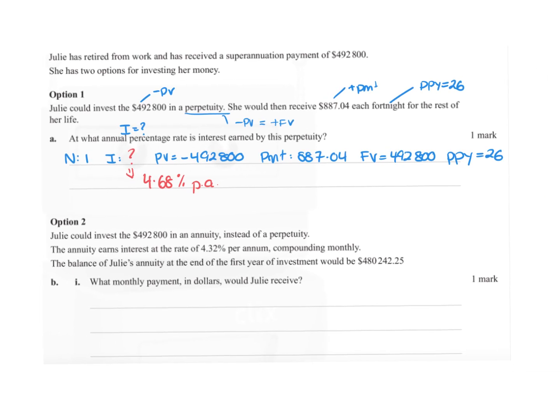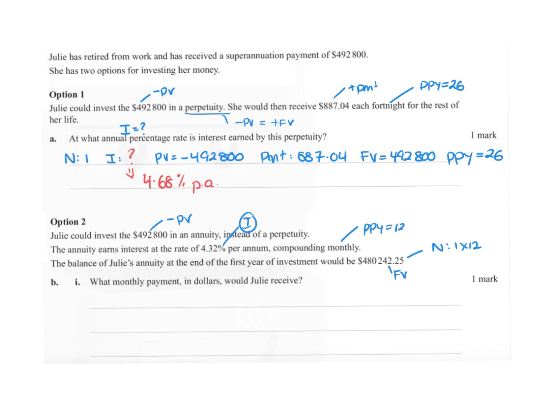That was that option. Now, Julie could invest this money in an annuity instead of a perpetuity. So the annuity earns an interest rate of 4.32, compounding monthly. So we probably want to pop in a few things. That's I, PPY is 12. She's going to invest, that's still negative PV. And the balance of the annuity at the end of the first year of the investment, so if it was the end of first year, N would be 1 times 12, and that would be the FV at that time.